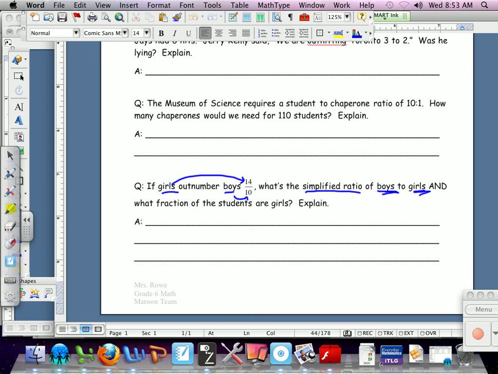And then what fraction of the students are girls? 7/12 of them. So to jot down an answer for that, I have it in my notes, but you might have thought it up differently.